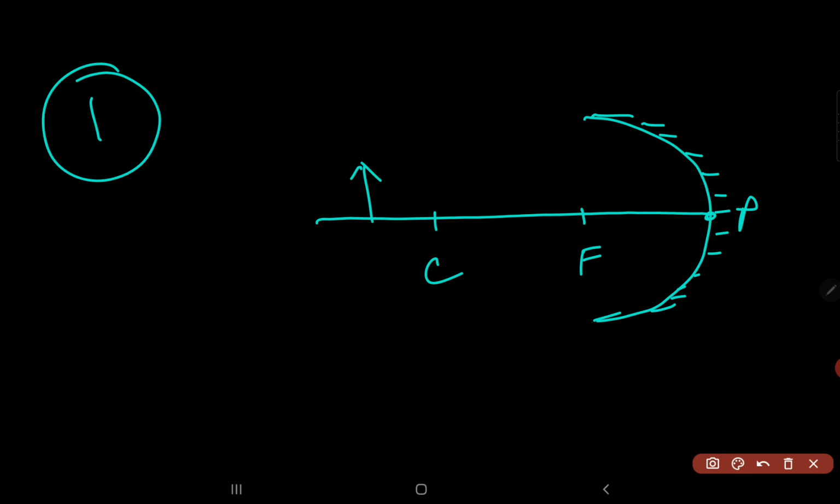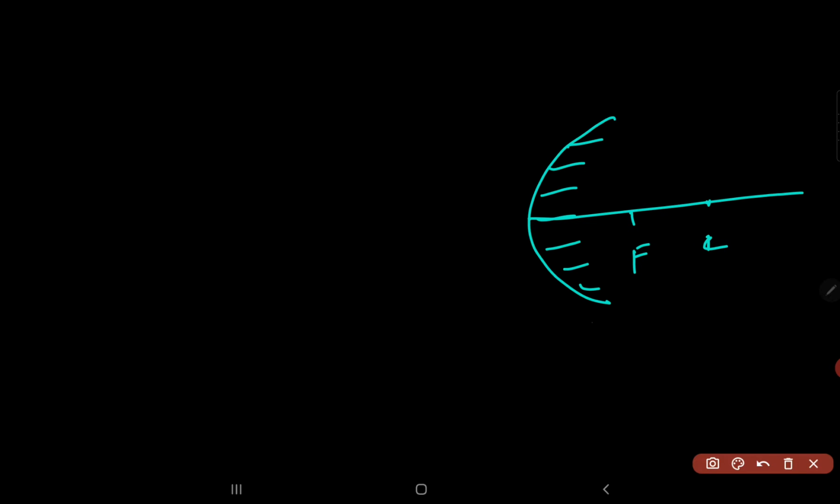Rule number 1, the object should always be placed on the left hand side of the mirror. Either it be a concave mirror as shown here, or it might be a convex mirror. In both situations, we need to keep the object always on the left hand side, right? So I hope you have understood the first rule for drawing the ray diagram. Let us go to the next one.